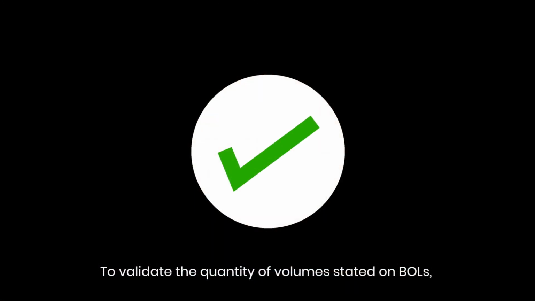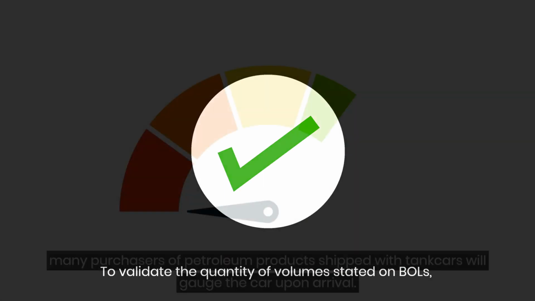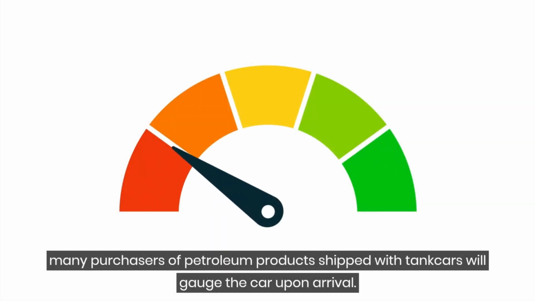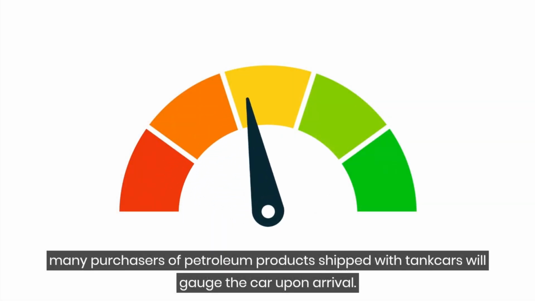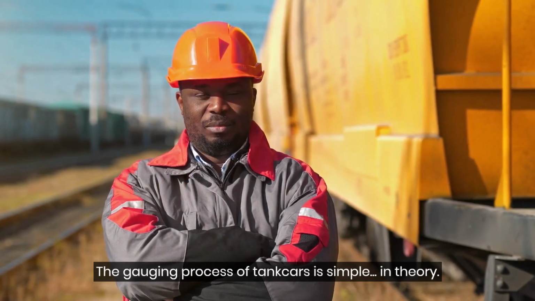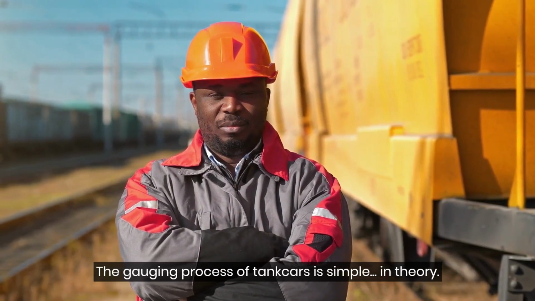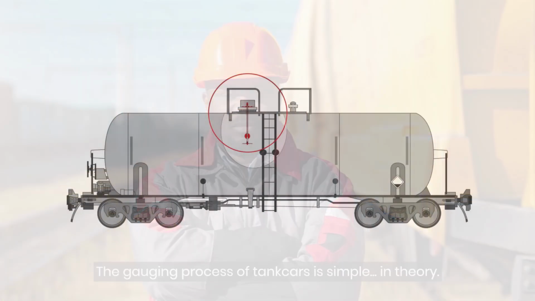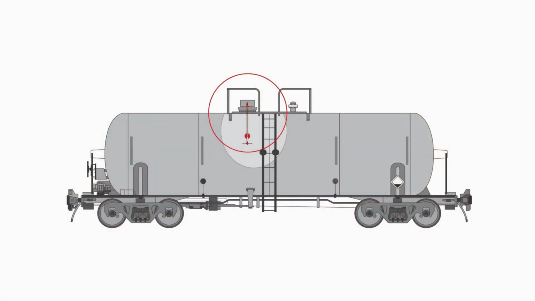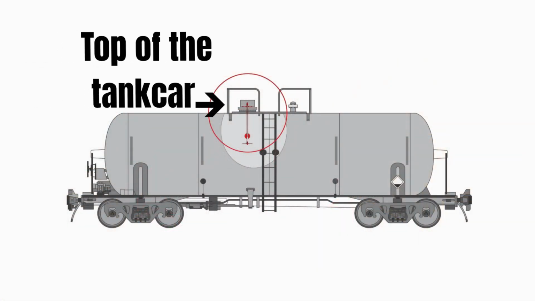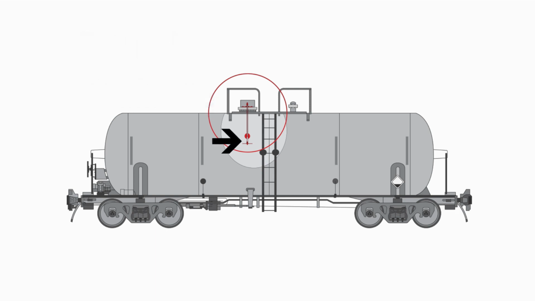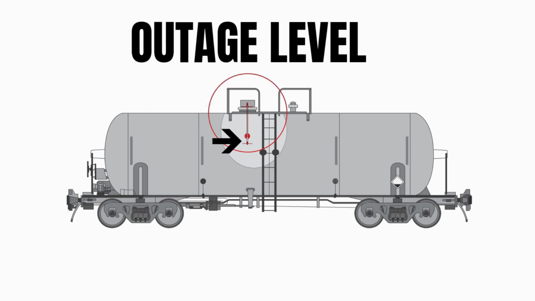To validate the quantity of volume stated on BOLs, many purchasers of petroleum products shipped with tank cars will gauge the car upon arrival. The gauging process of tank cars is simple, in theory. The most common method to gauge a tank car is to measure the distance between the top of the tank car and where the liquid level begins. This is called an outage level.